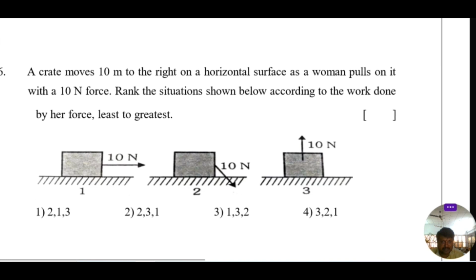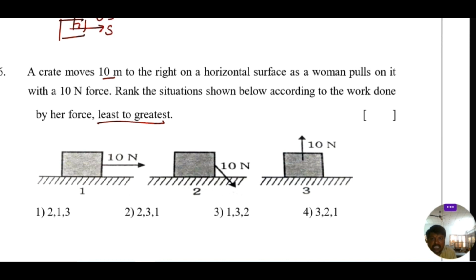There is a crate here. A crate moves 10 meter to the right on a horizontal surface as a woman pulls on it with a 10 Newton force. Rank the situations shown below according to the work done by her force, least to greatest.